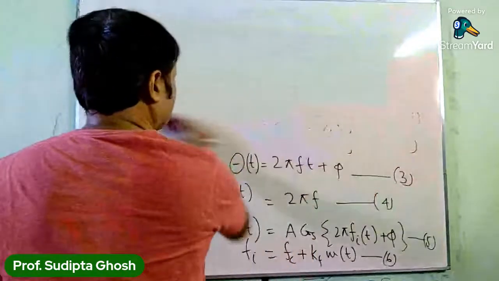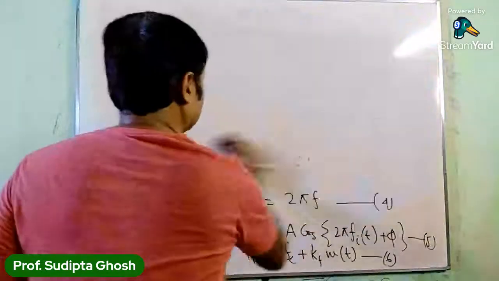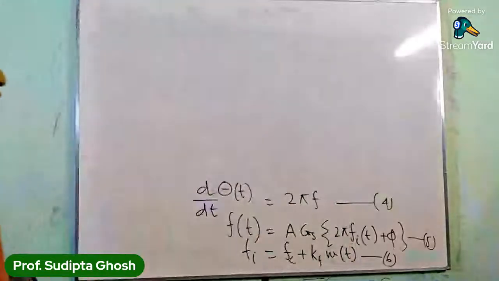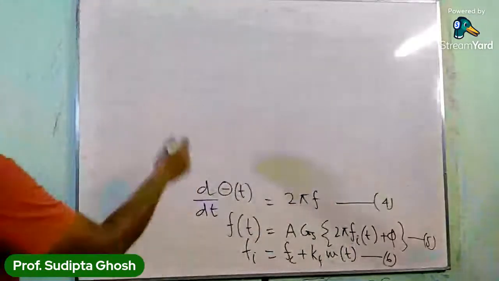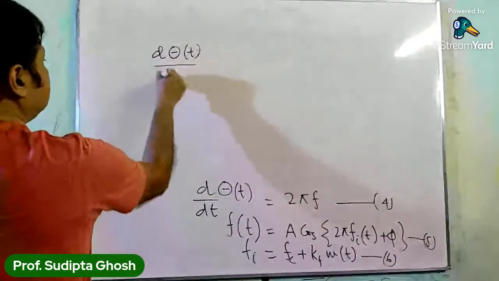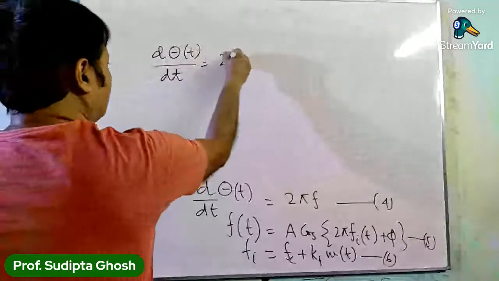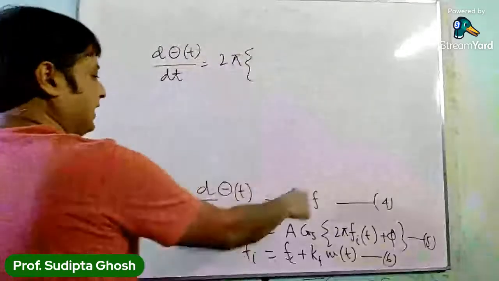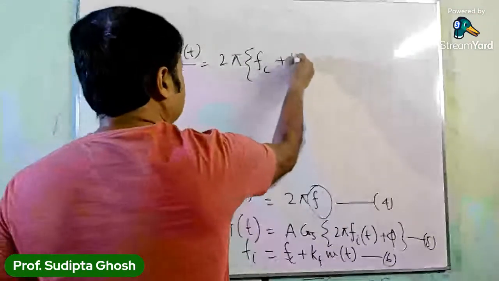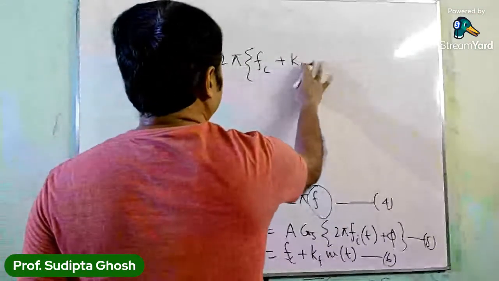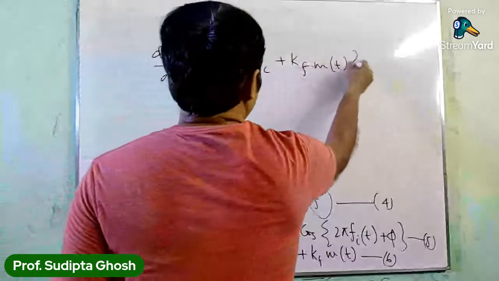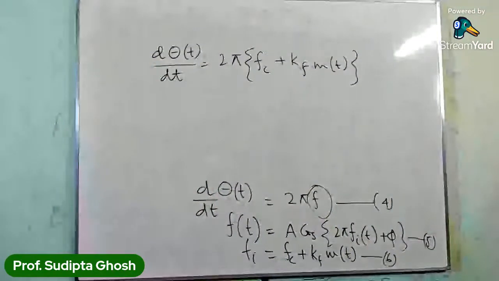So we obtain, after substituting the value from equation 6 into equation 4, we get dθ(t)/dt equals 2π, and then in place of f, we are going to substitute this, that is fc plus kf into m(t). Okay?